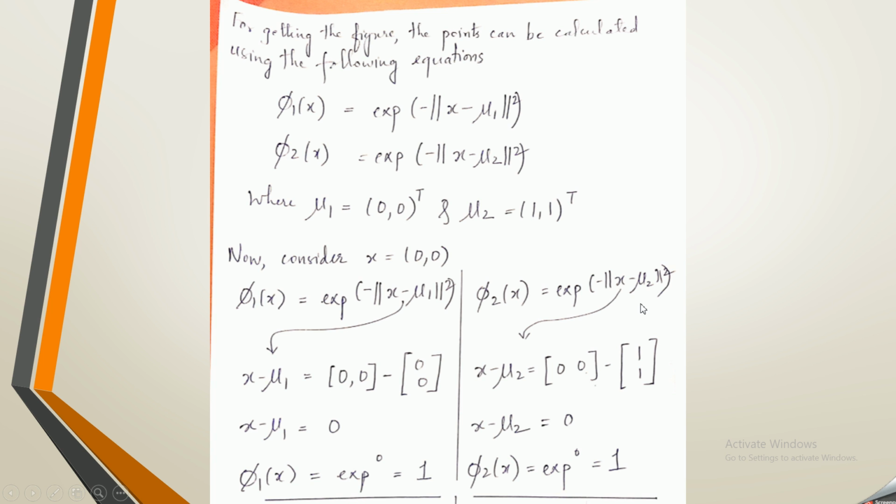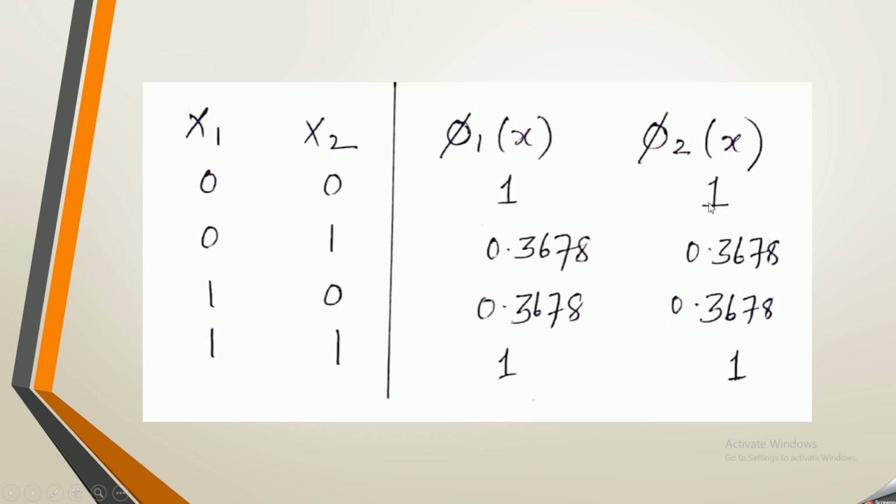Similarly, for the second part, the same procedure is followed. Instead of 0, 0, we will be using 1, 1, because we have chosen a center to be 1, 1. So here also we get for phi 2 of x the value to be 1.